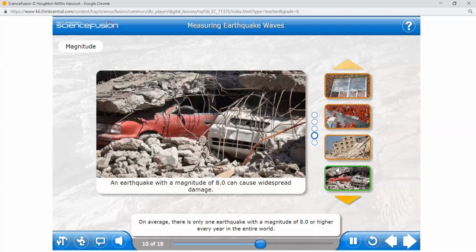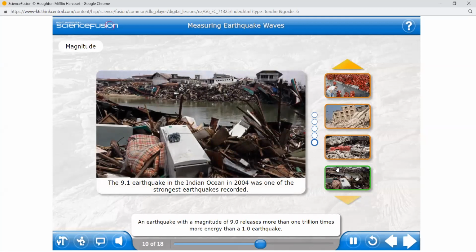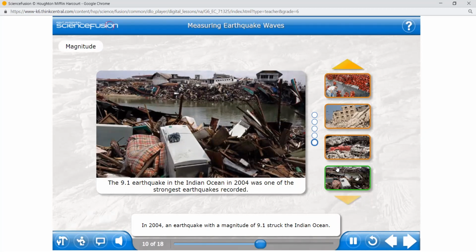On average, there is only one earthquake with a magnitude of 8.0 or higher every year in the entire world. An earthquake with a magnitude of 8.0 is extremely dangerous. It is likely to cause buildings and bridges to collapse. An earthquake with a magnitude of 9.0 releases more than 1 trillion times more energy than a 1.0 earthquake. In 2004, an earthquake with a magnitude of 9.1 struck the Indian Ocean. This quake caused a tsunami, or large sea wave, that killed more than 200,000 people.